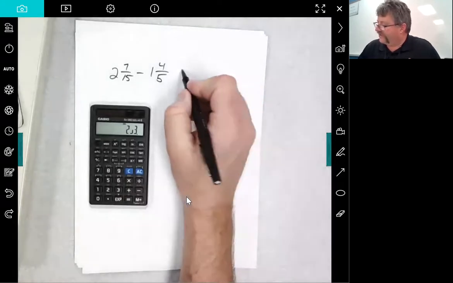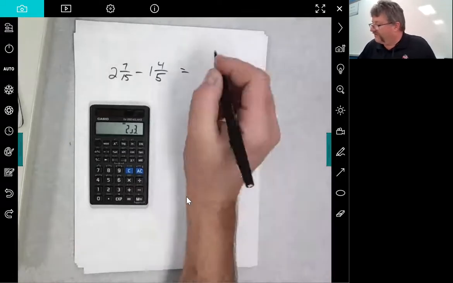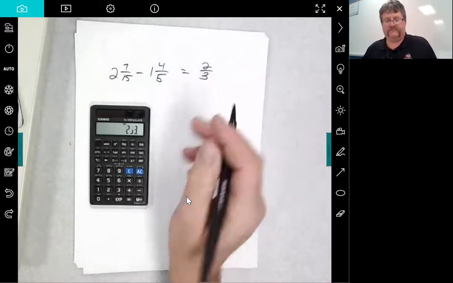So we will just shortcut the answer. Not even a whole mixed number anymore. It's strictly a fraction of 2/3.